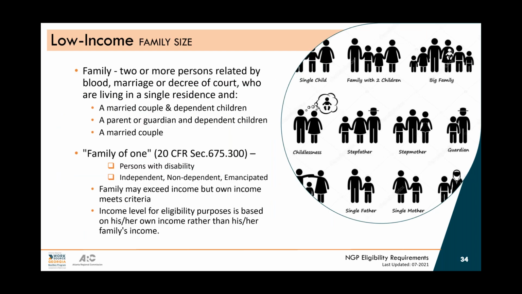So what is a family? According to the guidance, a family is 2 or more persons related by blood, marriage, decree of court, or living in a single residence. So you have a married couple and their children, a parent or guardian and their dependents, or you can have a married couple, period.